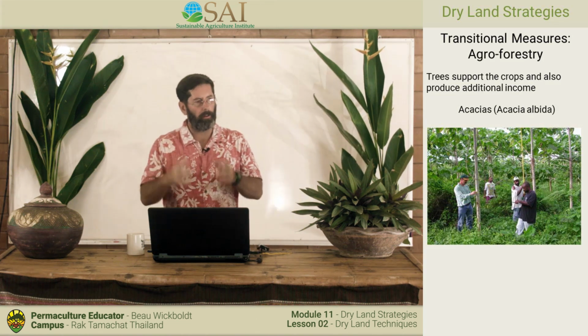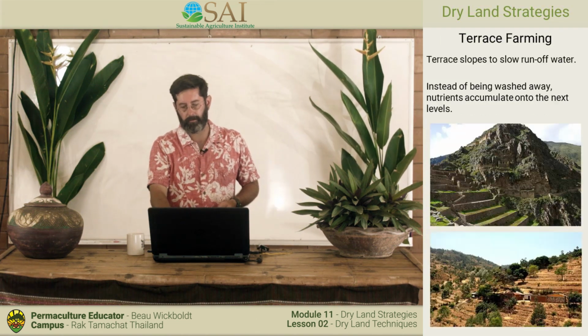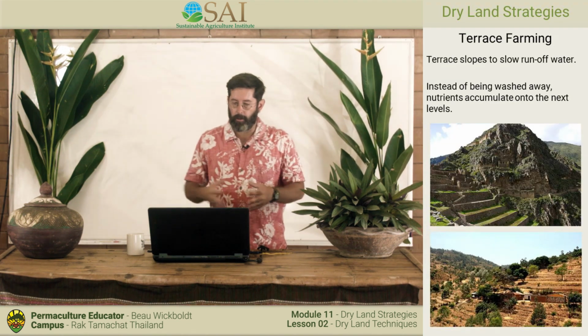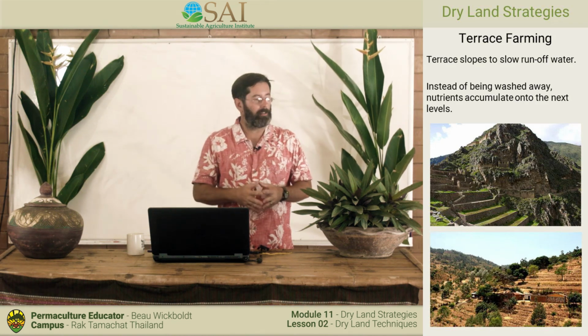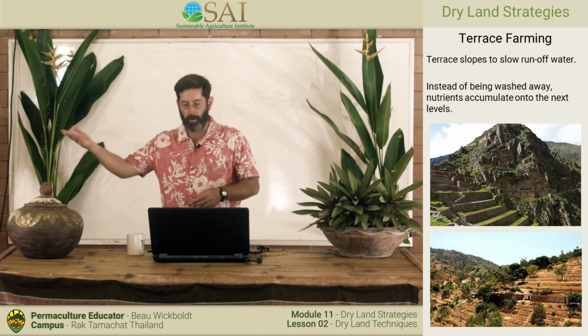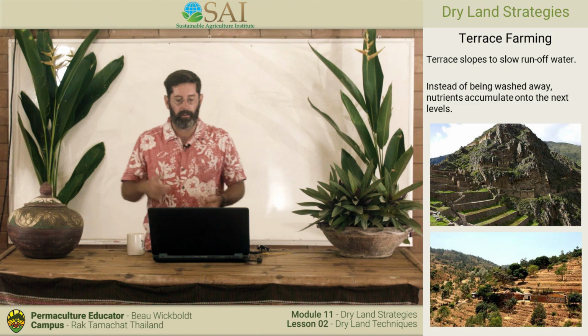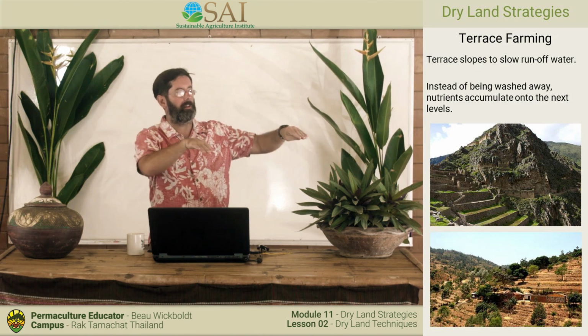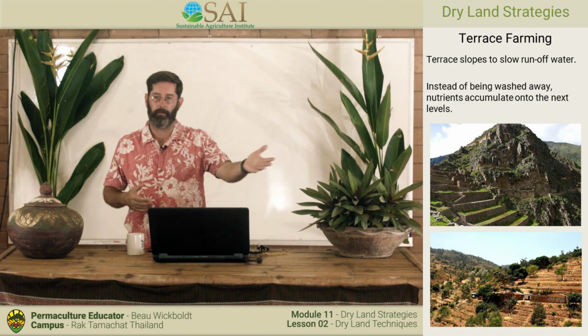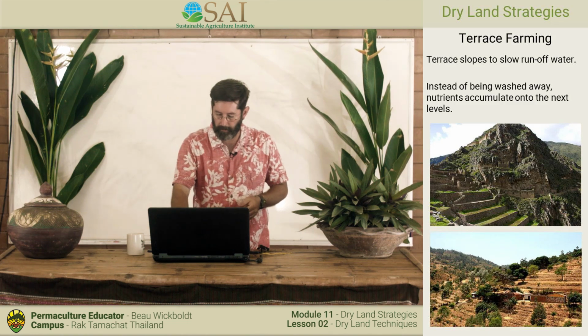So these are reasons for looking at different types of trees. Here are some terraced slopes, which we can call terraced farming. Terraced slopes slow down overland water flow, and instead of being washed away, the nutrients can accumulate on the next level, whether that's in South America or, in this picture, in China.